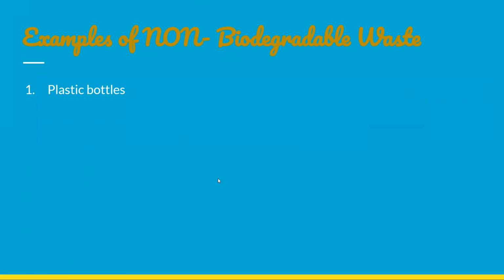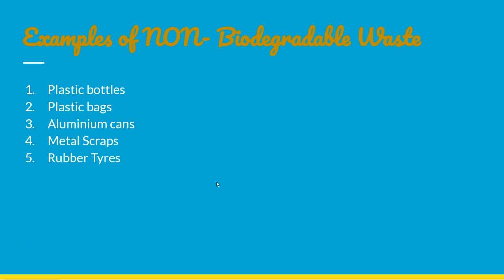That is the plastic bottles. We are drinking cold drinks and throwing the bottles here and there. Plastic bags we are using, but nowadays the government is banning the use of plastic bags. We should use paper bags or cloth bags. Aluminium cans are there. Metal scrap. Metal is there where we are using, and when it becomes waste, we are throwing it. It is also non-biodegradable waste. Rubber tires, when tires are not used, become waste.